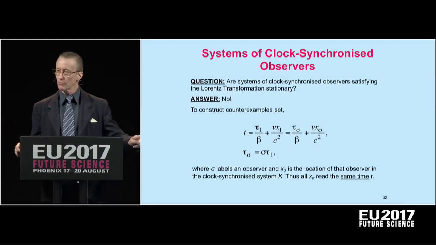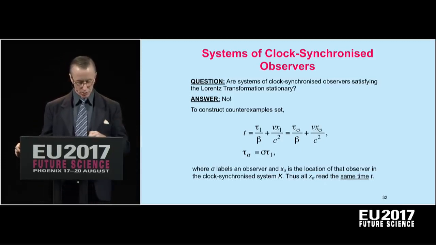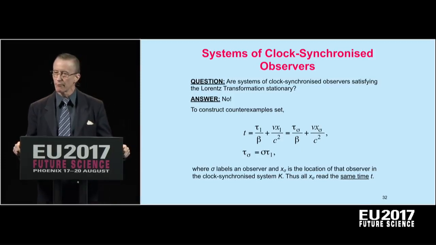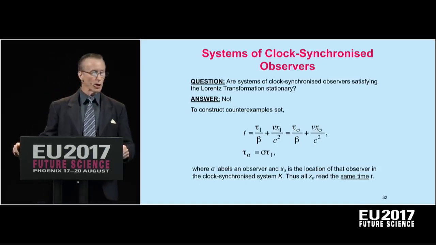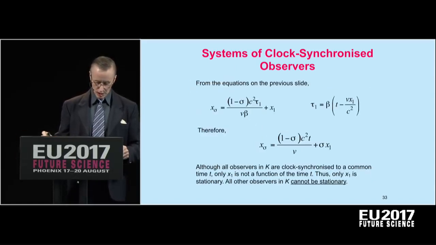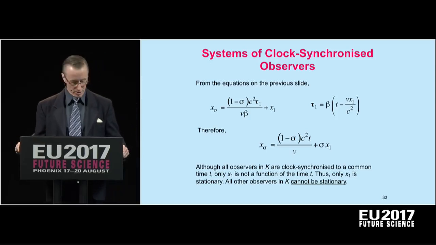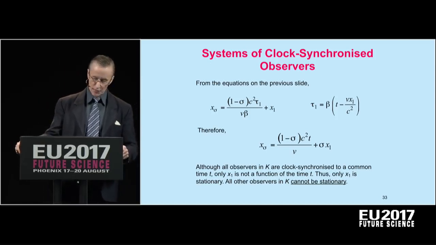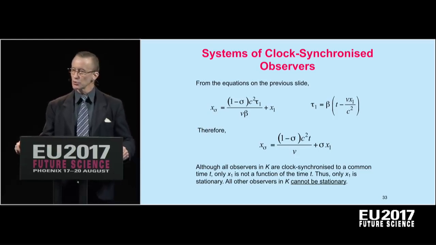So that's on the left. And the only way to do that using the Lorentz transformation is by setting that equation up. Then we ensure that every clock in one system is synchronized, so they read the same time. Can they be stationary? Well, we see here that when we solve it all, we get for x sub sigma, they're all functions of time. X sub sigma equals (1 minus sigma) c squared t over v plus sigma x1, where x1 is greater than 0, but arbitrary. Now we see that x sub sigma is a function of time.